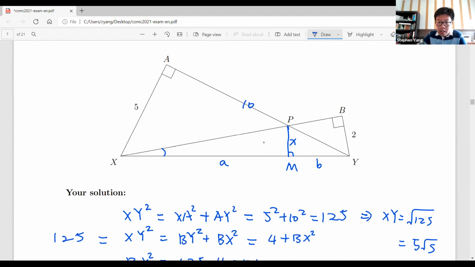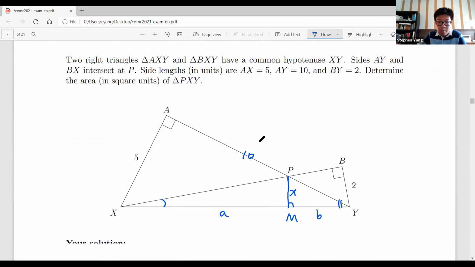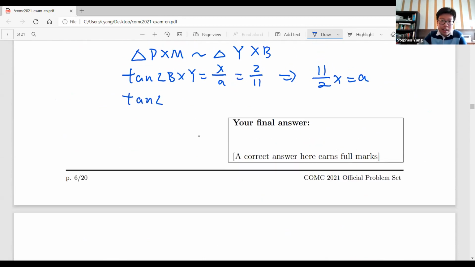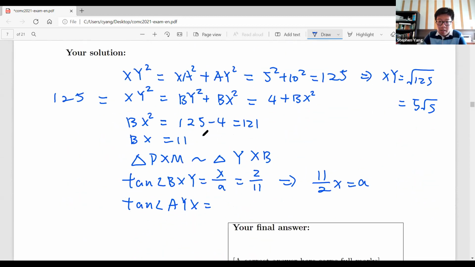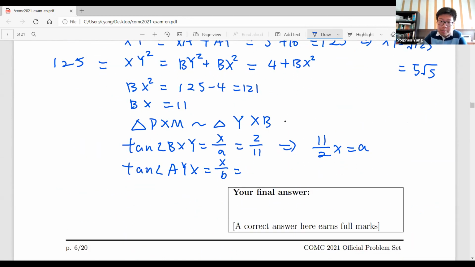Okay, let's look for another pair of similar triangles. So this angle is the same for PYM and AYX. So we take the tangent of that angle. So we have tangent of angle AYX is equal to x over b, and that will equal 5 over 10. So this condition will then simplify into 2x is equal to b.